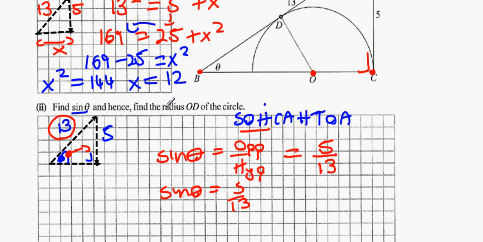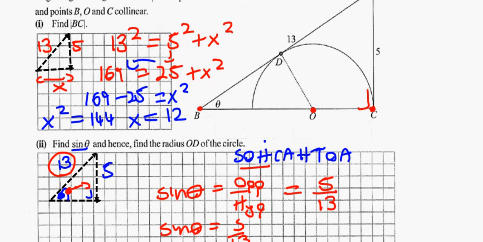Now, find the radius OD of the circle. So we're looking to find what OD is. So, the radius of the circle.